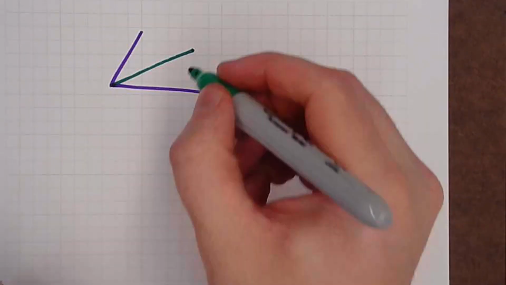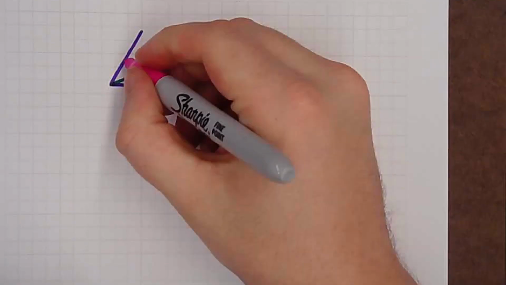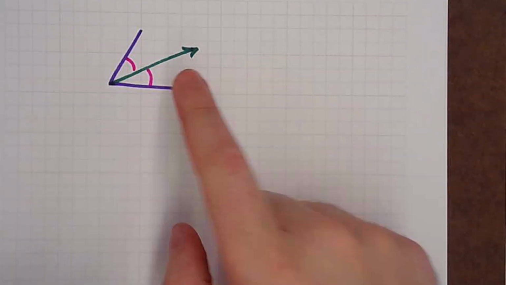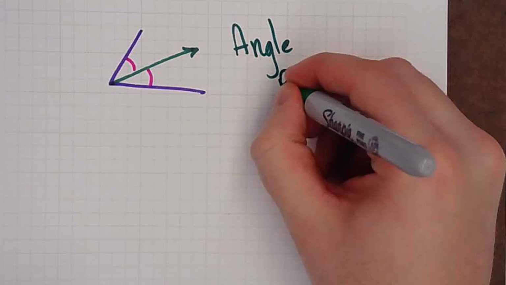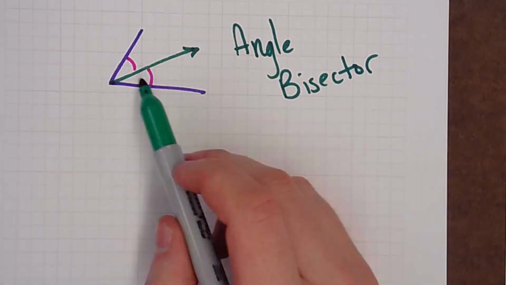Here's an angle. An angle bisector is a segment or line or ray that cuts that angle into two equal pieces. So that right there, that green part, is an angle bisector because it fits the definition. We've got an angle that's cut into two equal pieces.